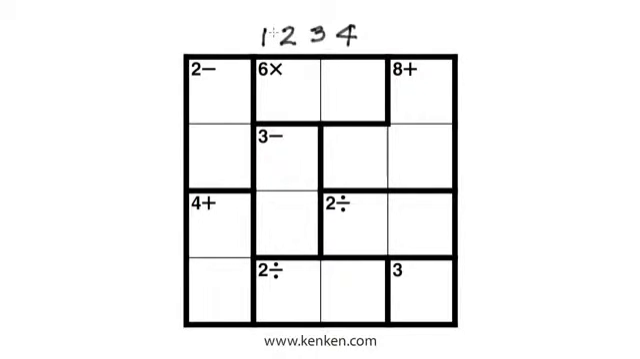For those of you new to KenKen, the first 2 rules are the same as Sudoku. In other words, if you look at this first row right here, as in any row, all 4 numbers have to show up, no repeats. And in each one of the columns, such as this one here, all 4 numbers have to show up with no repeats. So that's exactly the same as Sudoku.